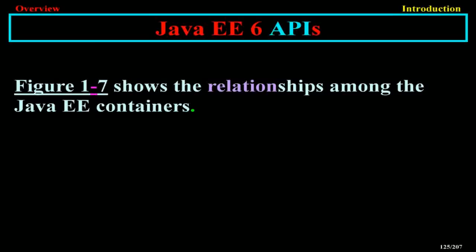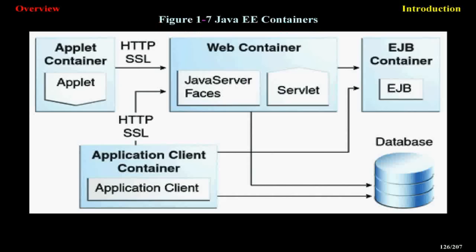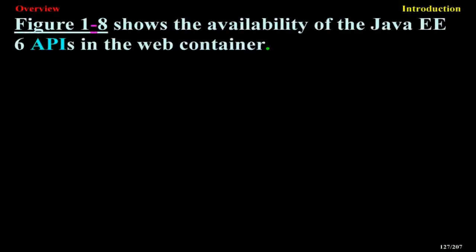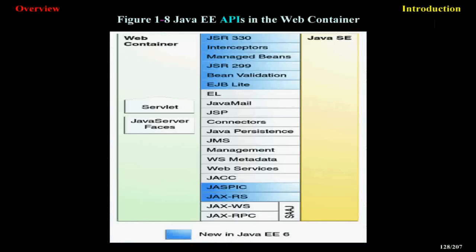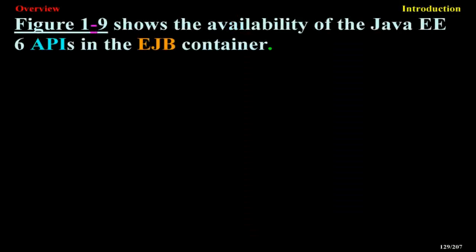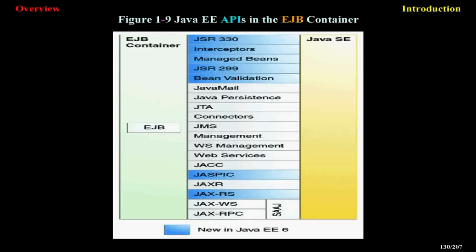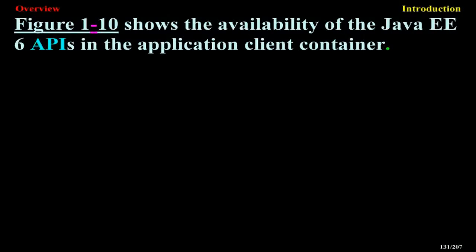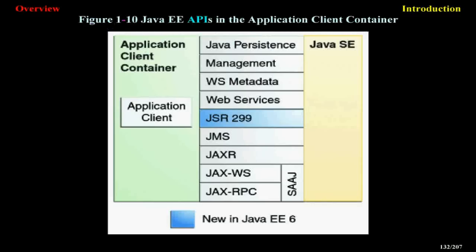Figure 1-7 shows the relationships among the Java EE containers. Figure 1-7 Java EE containers. Figure 1-8 shows the availability of the Java EE 6 APIs in the web container. Figure 1-8 Java EE APIs in the web container. Figure 1-9 shows the availability of the Java EE 6 APIs in the EJB container. Figure 1-9 Java EE APIs in the EJB container. Figure 1-10 shows the availability of the Java EE 6 APIs in the application client container. Figure 1-10 Java EE APIs in the application client container.